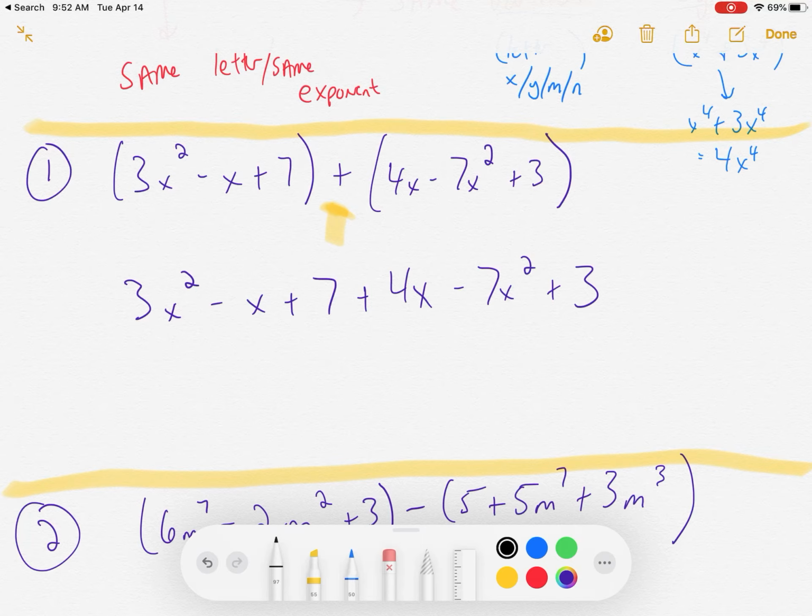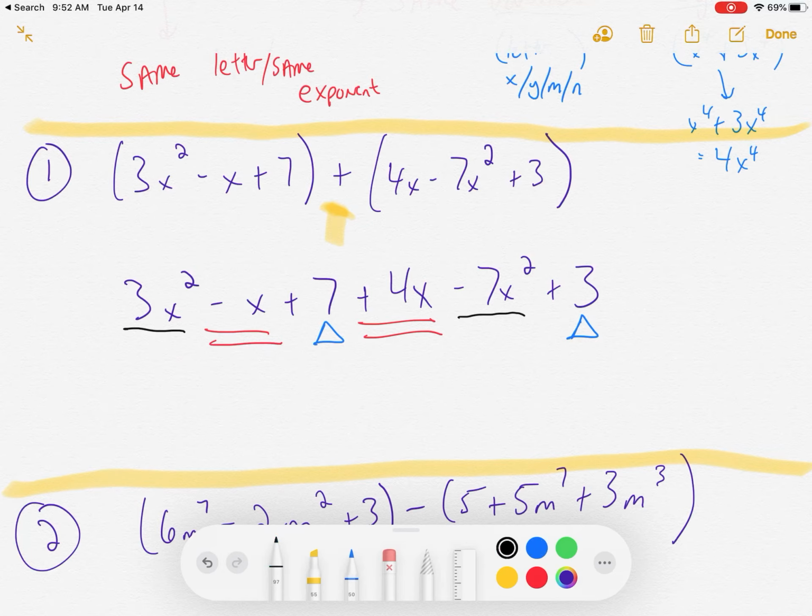So what I'm going to do is I'm going to color code and underline. So I'm going to start by anything with an x squared. This has an x squared, 3x squared. This also has an x squared, negative 7x squared. Notice how I underlined and said the negative x squared. The sign goes along with it. Okay, so now let's go to my x's. Where are just my x's? Well, here's negative x. Here's plus 4x. And last but not least, I have a number on the end, plus 7 and plus 3.